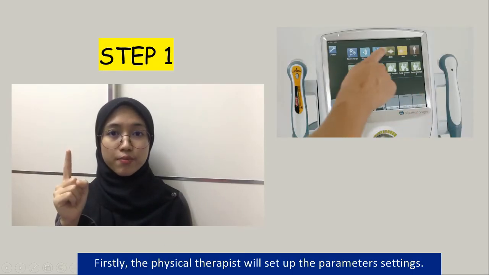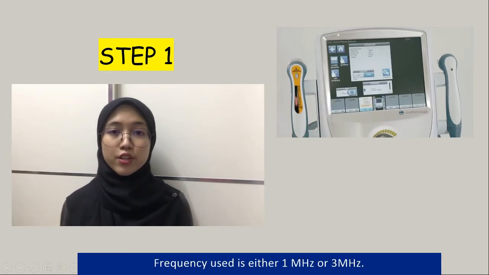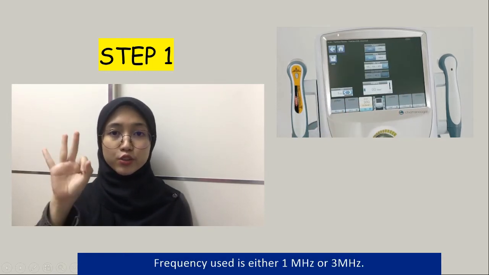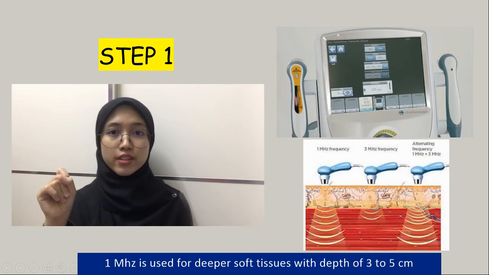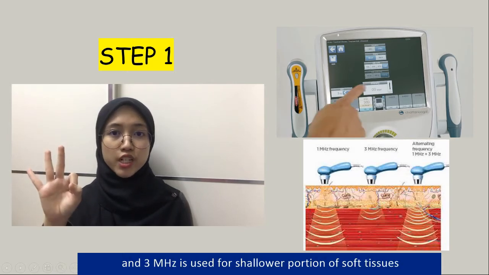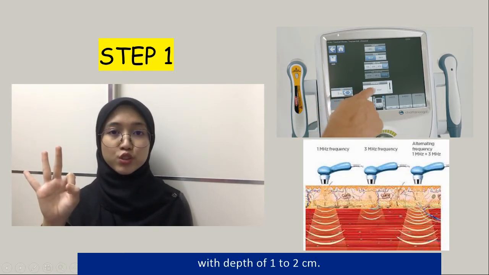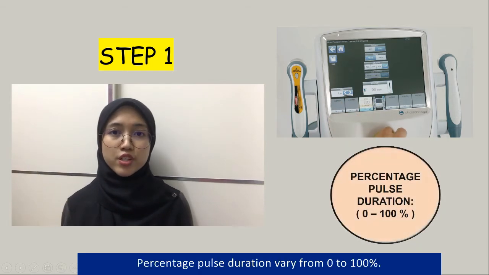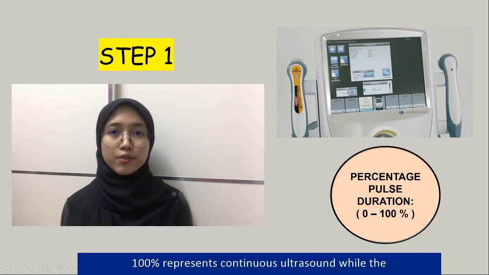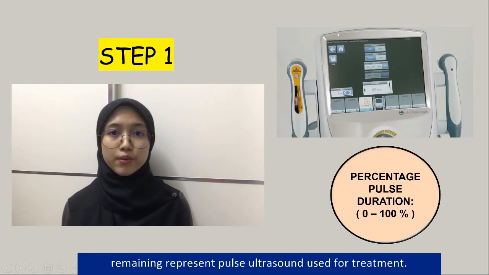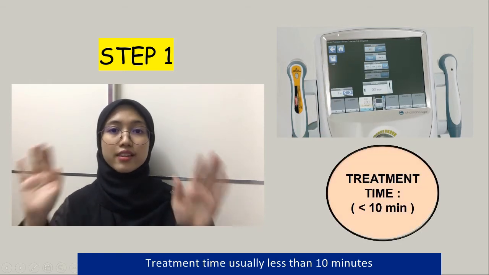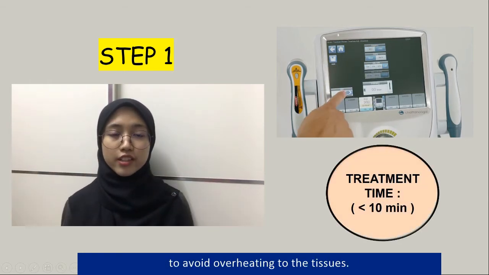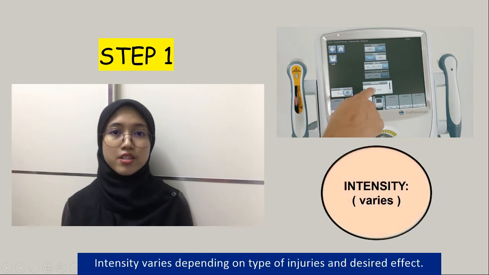Firstly, the physical therapist will set up the parameter settings. Frequency used is either 1 MHz or 3 MHz. 1 MHz is used for deeper soft tissues with a depth of 3 to 5 cm, and 3 MHz is used for shallower portions of soft tissues with a depth of 1 to 2 cm. Percentage pulse duration varies from 0 to 100%. 100% represents continuous ultrasound, while the remaining represent pulsed ultrasound used for treatment. Treatment time is usually less than 10 minutes to avoid overheating of the tissues. Intensity varies depending on the type of injury and desired effect.